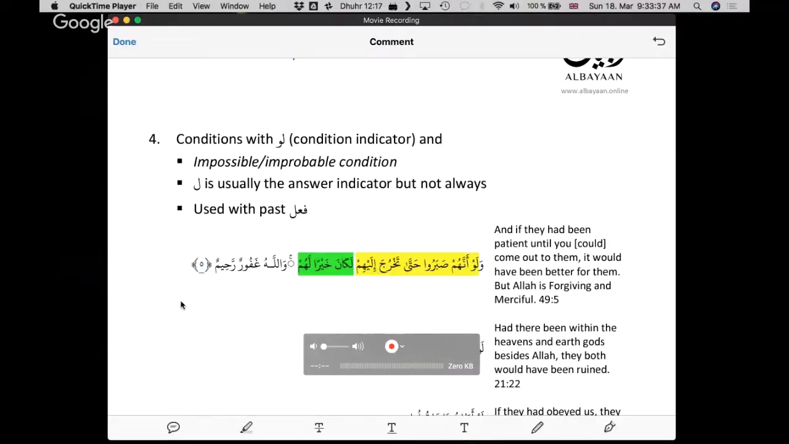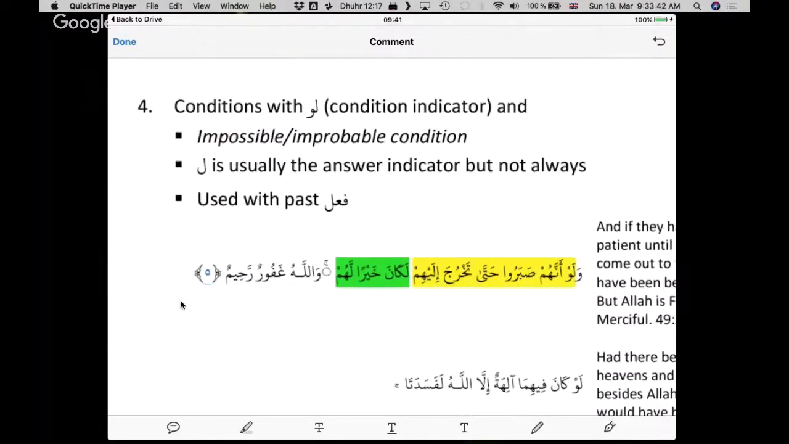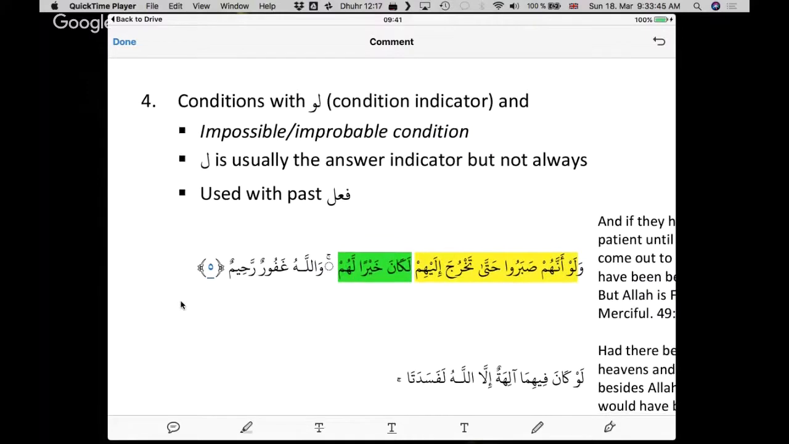Okay, so conditions with law. The condition indicator is law. When law comes, you will see it's a condition indicator. This "and" is mistaken, I'll remove it from the notes. It's an impossible or improbable condition. Lam is usually used as the indicator of the answer, but not always the case, and sometimes the answer is also a negation. You will understand that inshallah later on. And it's only used with the past tense.